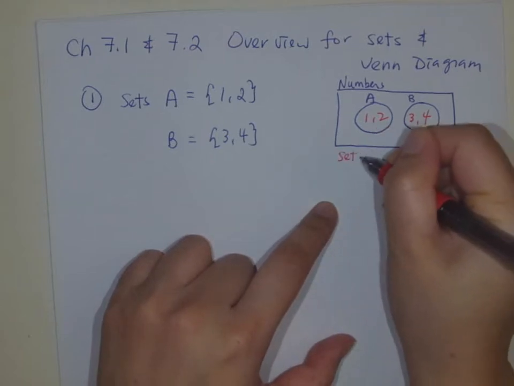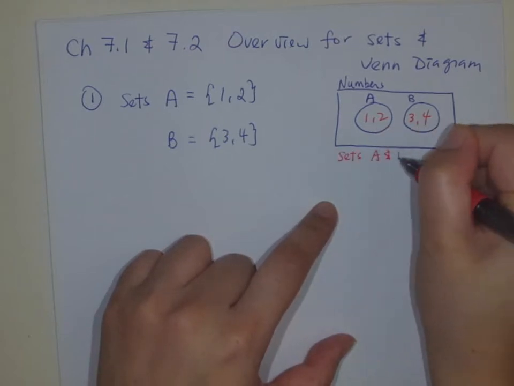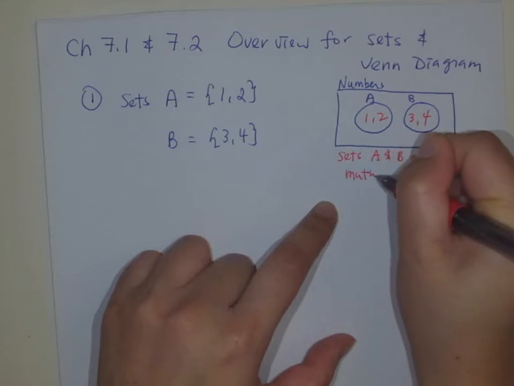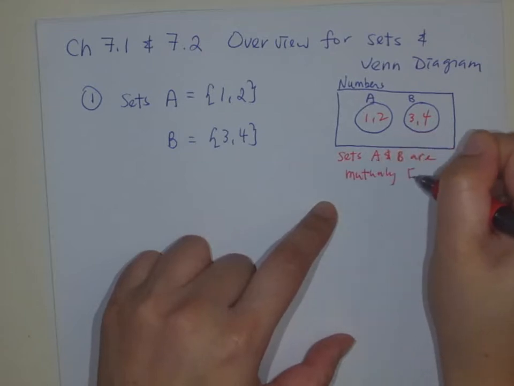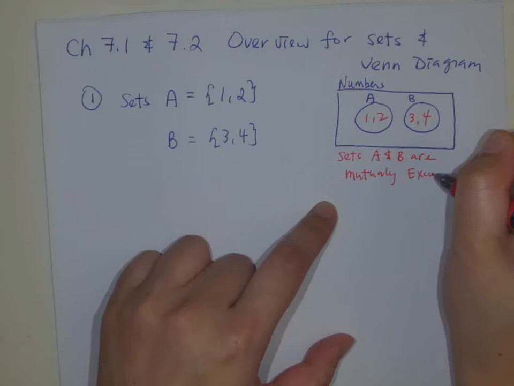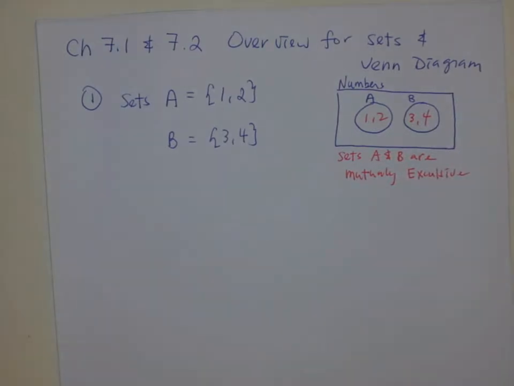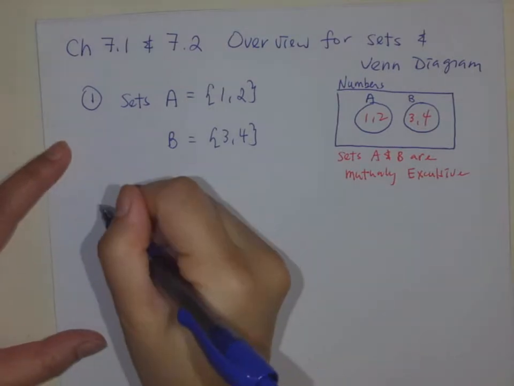They are mutually exclusive, basically. We can say sets A and B are mutually exclusive, meaning they don't have anything in common. Okay, let's try another example.